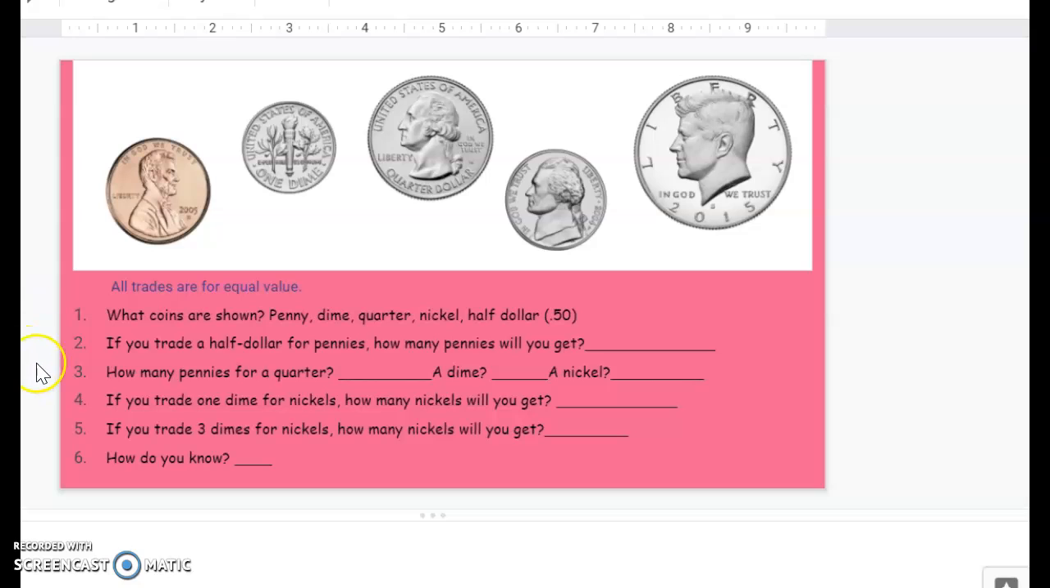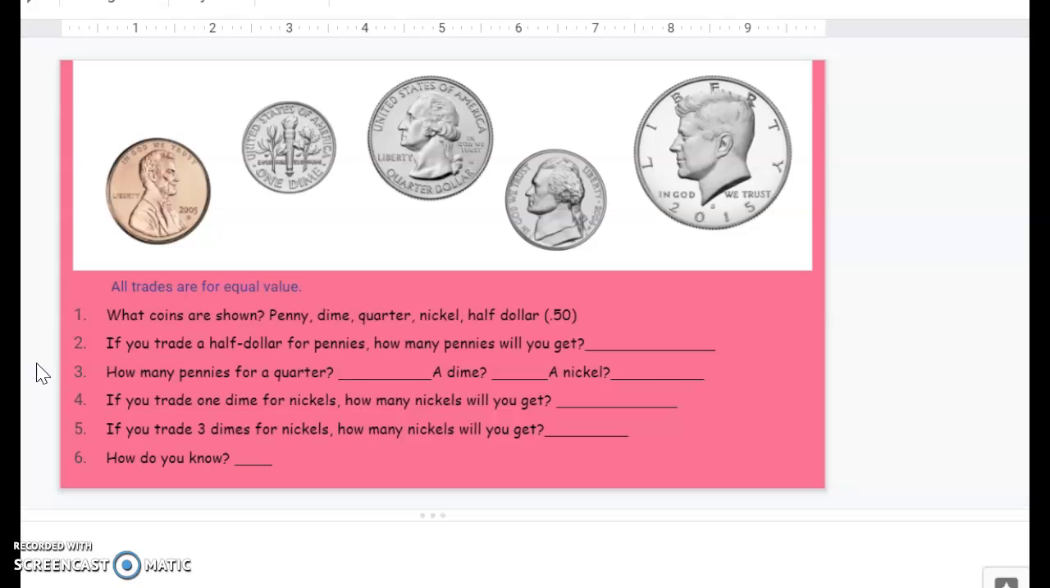How many pennies for a quarter? If you said 25, you are correct. A dime? 10 is correct. A nickel? If you said 5, you are correct. If you trade 1 dime for nickels, how many nickels would you get? If you said 2 nickels, you are correct.